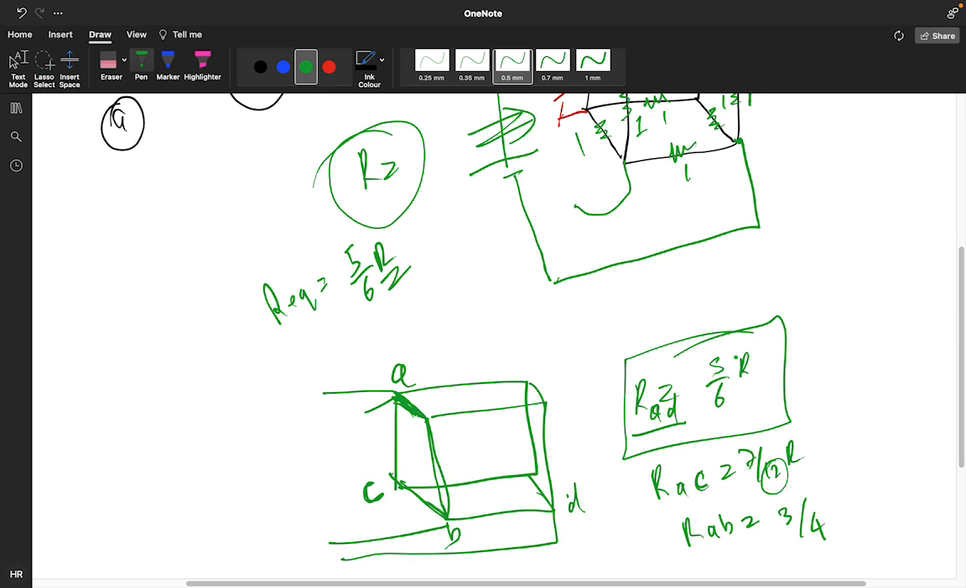So what will be the answer of this? This was a GATE 2003 question. 5 by 6 ohm.